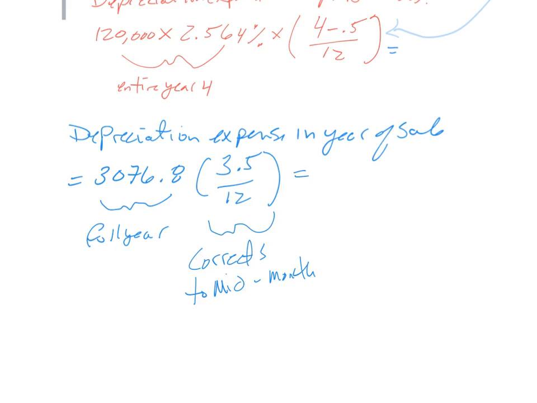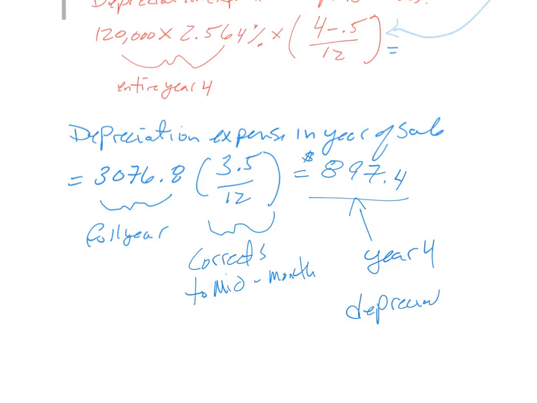I thought I'd stop my recording while I was doing the math, but I hadn't. That's okay. So that then corrects to $897.40. So this right here is our year 4 depreciation expense. Okay, so that is real property depreciation, and we will do some examples via Zoom in class.